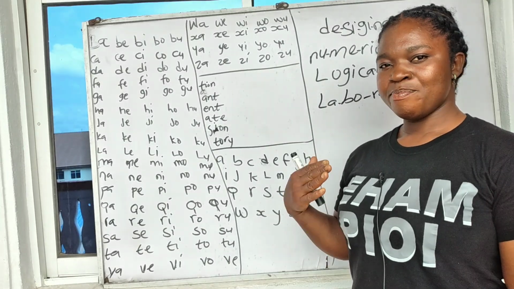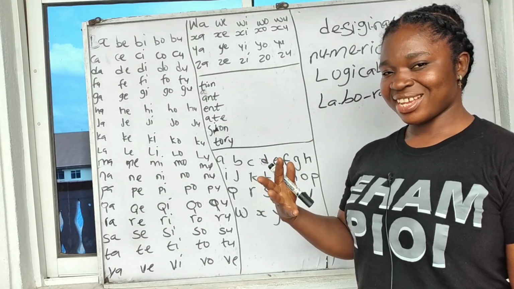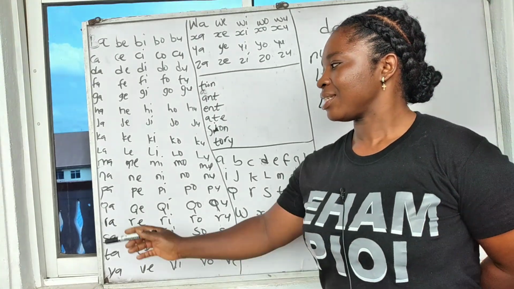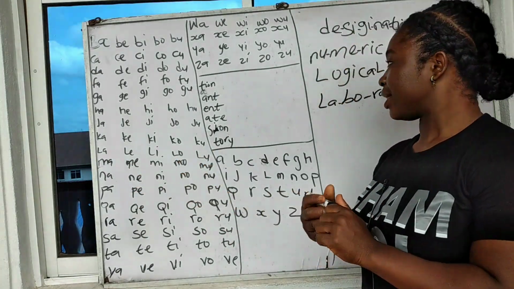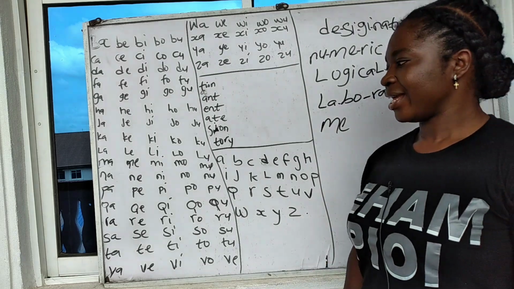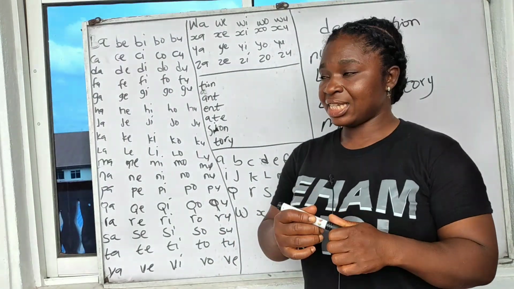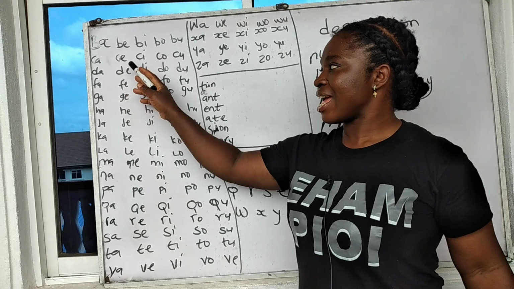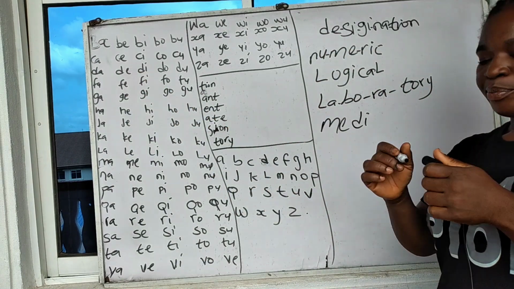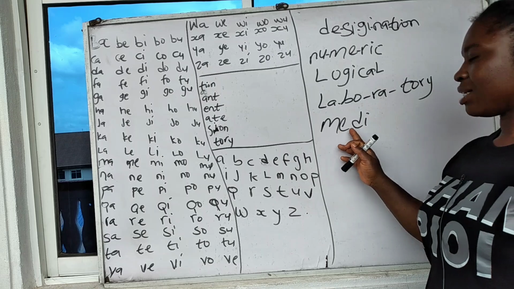Okay, let's try another word. Media. Media. All right, now so we go straight to the me sound. This is ma, me. We pick the me sound, media. Okay, now D. We go to the da, de, D. We pick the D. Okay, but looking at this, we have midi.